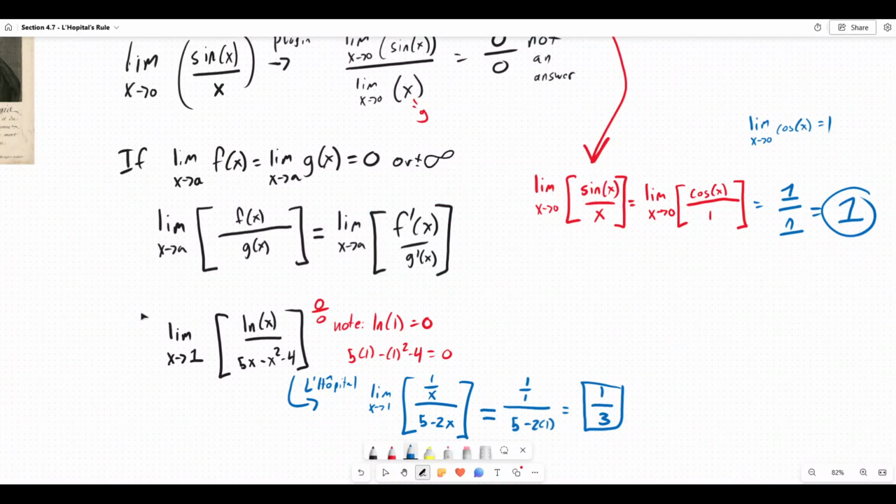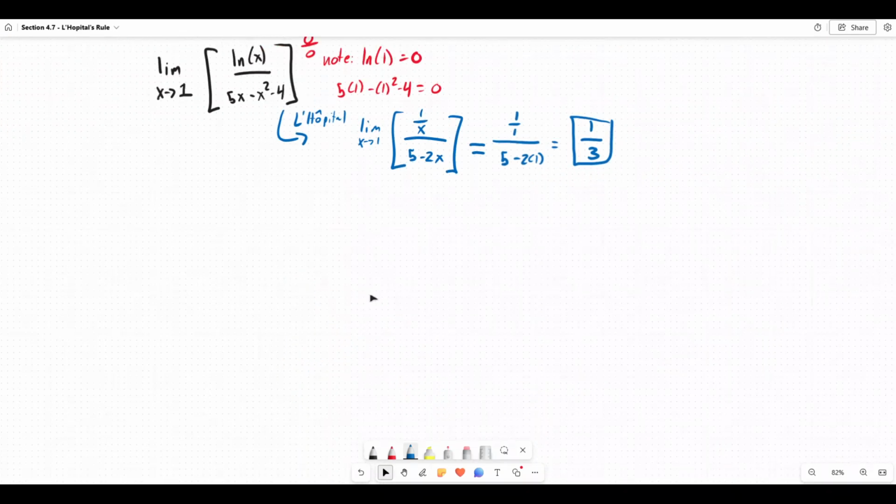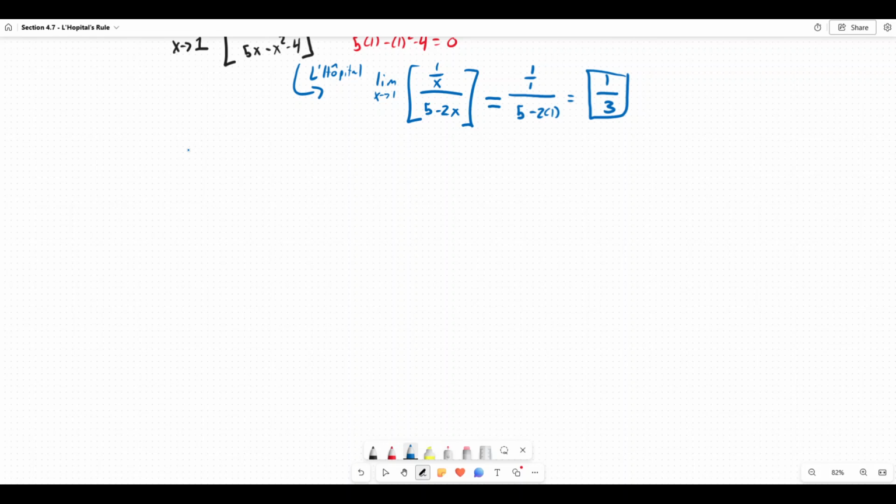Okay, let's look at one where maybe we have to move around some terms. Sometimes you're going to have to move some terms around. Let's take a look at, here's one, the limit as x approaches e of 10 times the natural log of x minus 10, divided by x minus e.